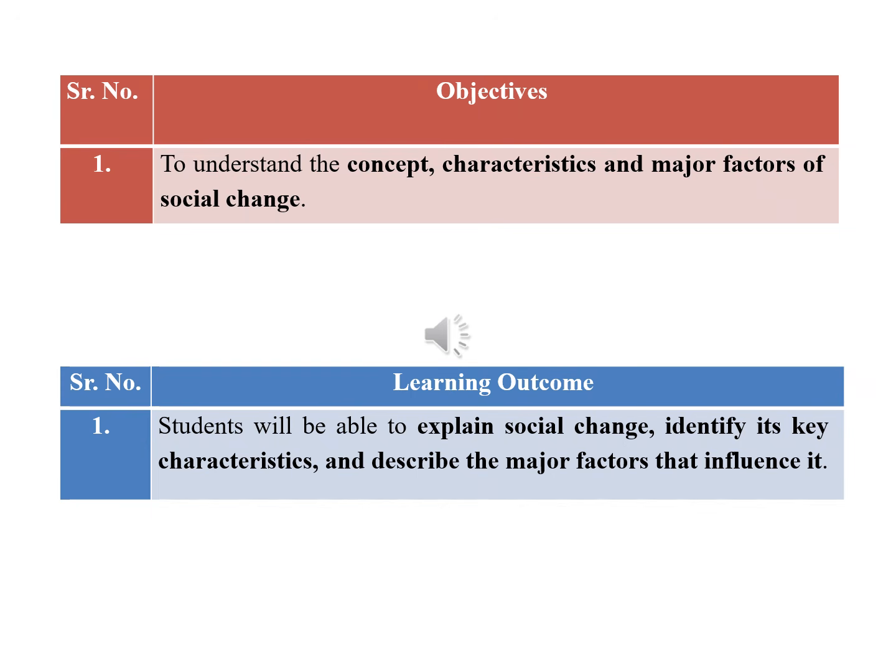Now first we will see the objective and learning outcome of this particular topic. The objective is to understand the concept, characteristics, and major factors of social change. And the learning outcome is, after studying this topic, you as the students are able to explain social change, identify its characteristics, and describe the major factors that influence it.